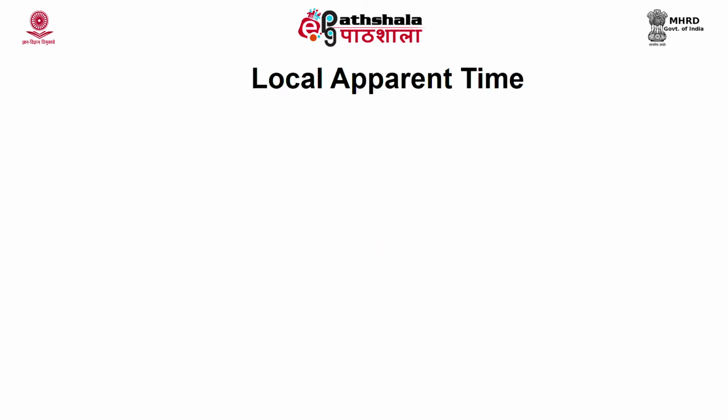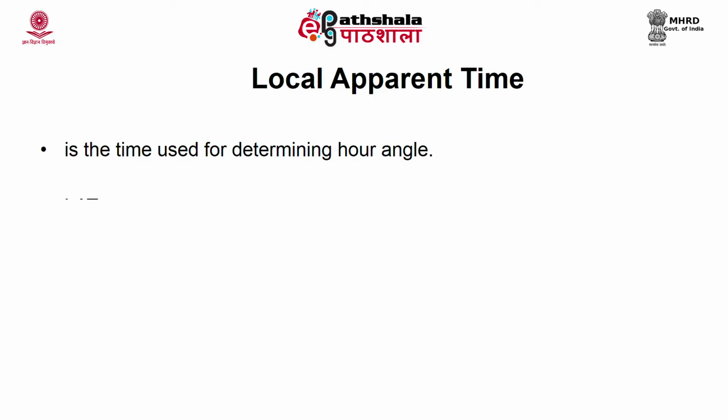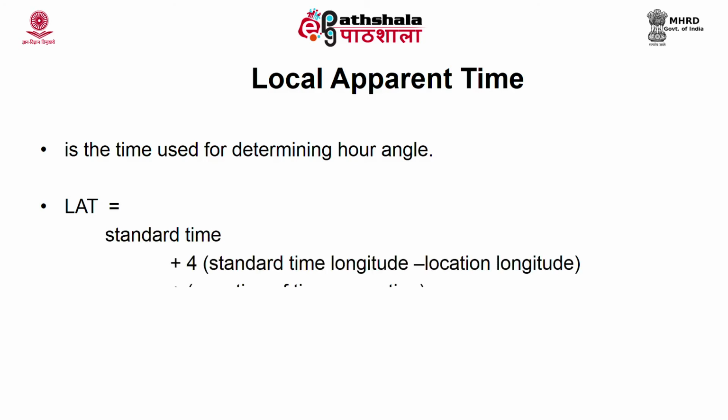Let's find out the local apparent time, how it is calculated. Local apparent time, abbreviated as LAT, differs from place to place and depends on the longitude of the place. The sun rises in the east, and any location in the east will have earlier sunrise and earlier sunset. So, it is the time used to determine hour angle. It is determined from standard time by applying two corrections. The first correction is needed due to the difference between the longitude at the location and the longitude of the place whose standard time is used for calculation.